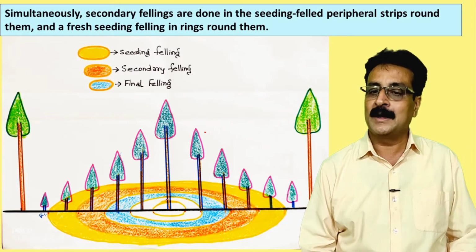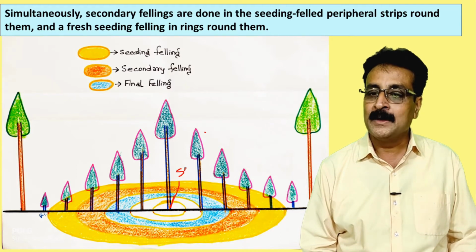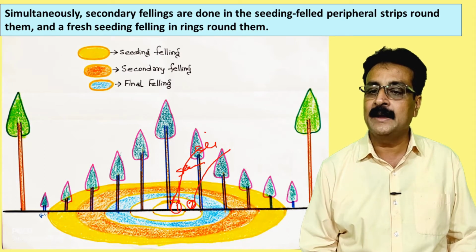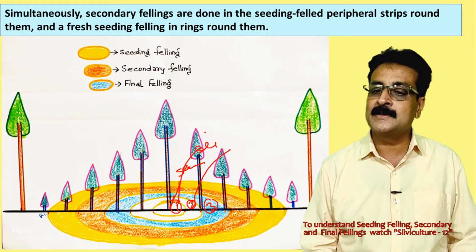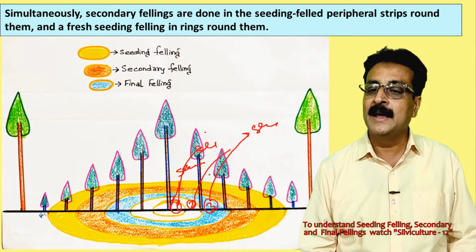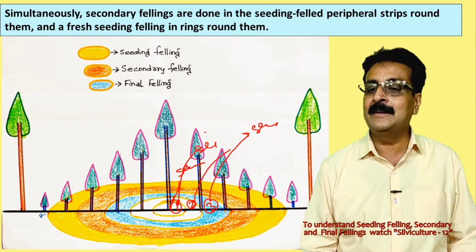So what we do, again let's come to that same group where there was advanced growth. First we do seeding felling here, and once that is achieved, there is seedling growth in the first ring. In the second ring we shift seeding felling here, and in the first ring we do secondary felling. When seeding felling has been successfully done in the second ring and secondary felling in the first, then we go for removal of more trees. In ring 3 we do seeding felling, in ring 2 secondary felling, and in ring 1 final felling. And similarly we keep on enlarging.